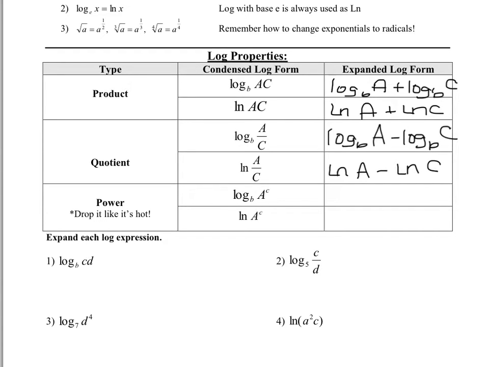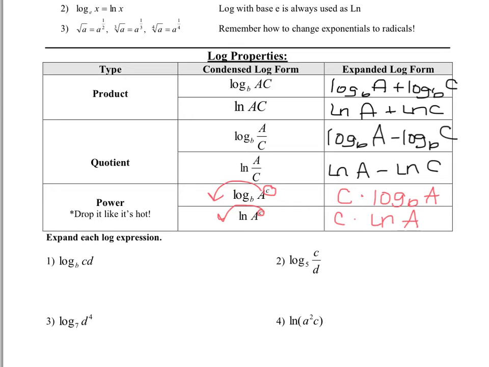Okay, the last rule is called the power rule. Now this one's a little bit funny. When I take log base b of a to the c and I want to expand it, basically what you have to do is take this power, and this is my hint, drop it like it's hot. So we've got c times log base b of a. Same thing for ln. You have the power, you drop it in front, c times ln of a.